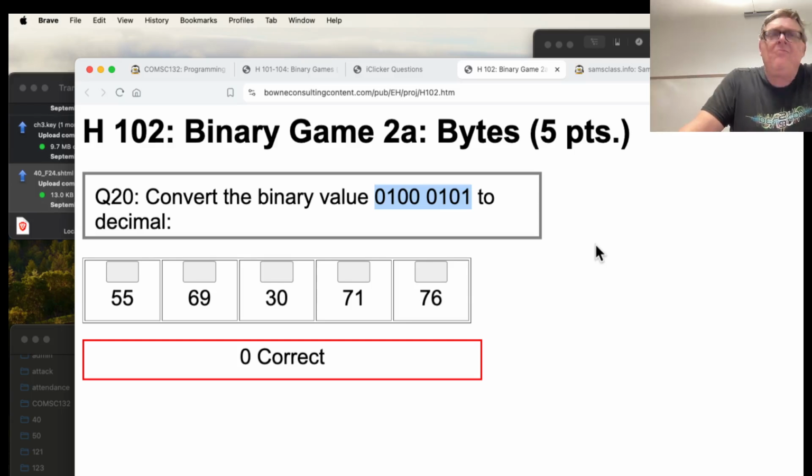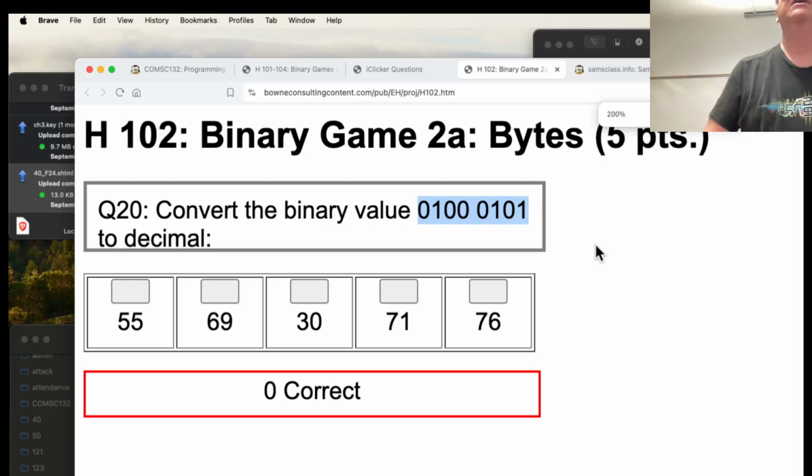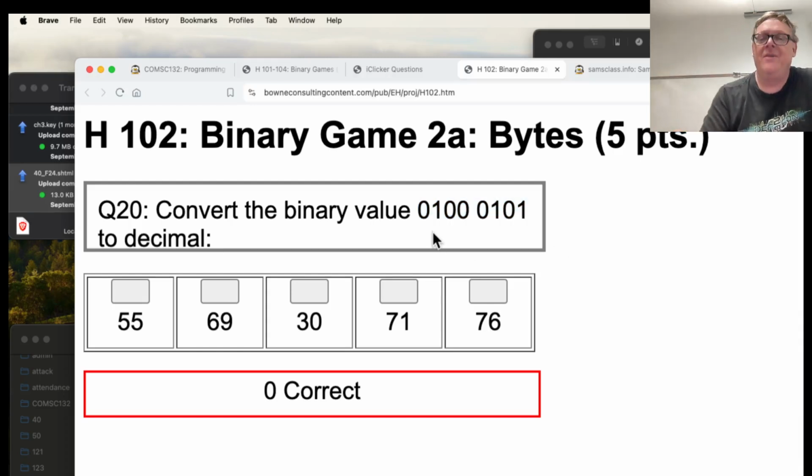Okay, I've got it. 69? 69. It is 69. Now, how did you get there? Well, I went to the leftmost one and saw that was 64. Right. This is the leftmost one at 128. This is 64, right? And now you just add 5, right?